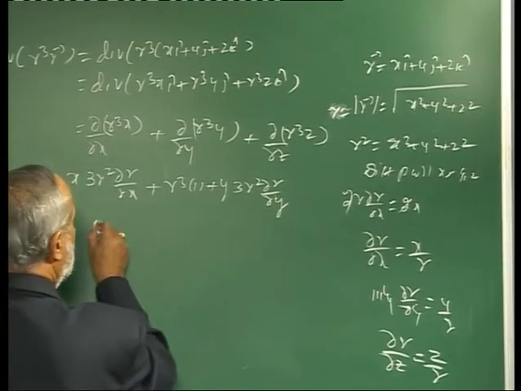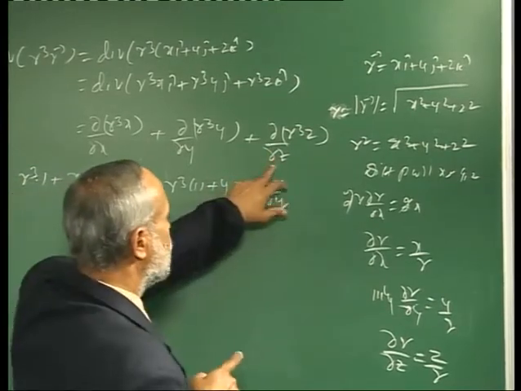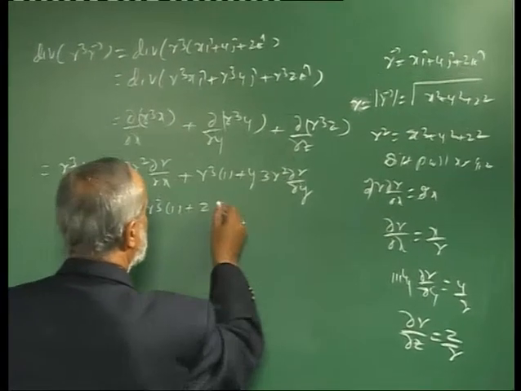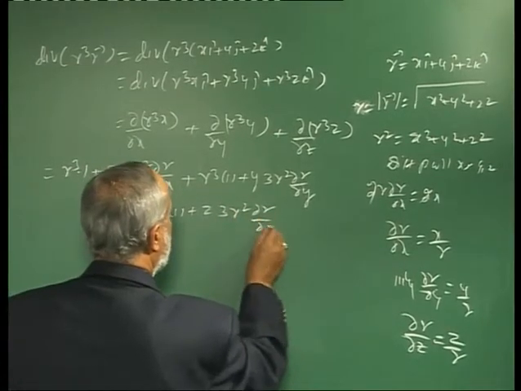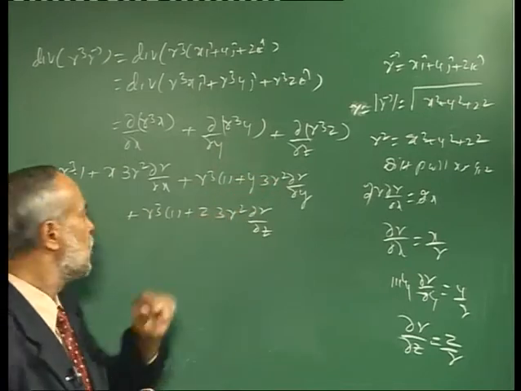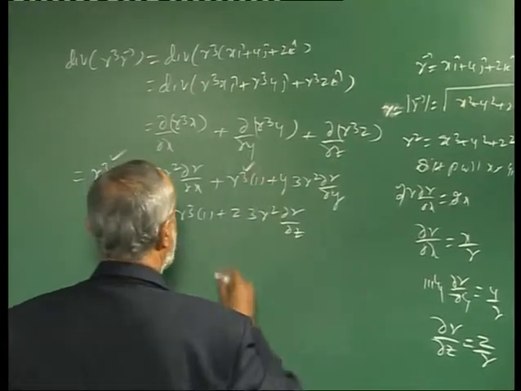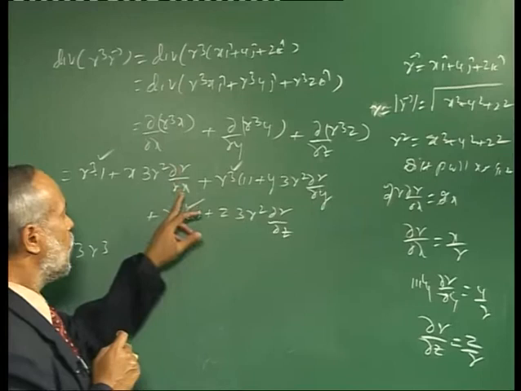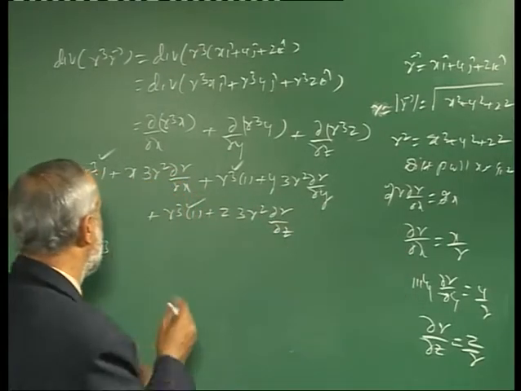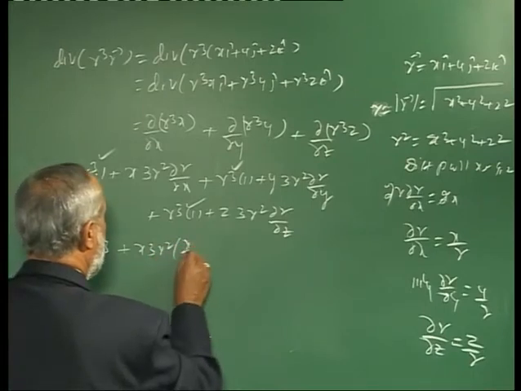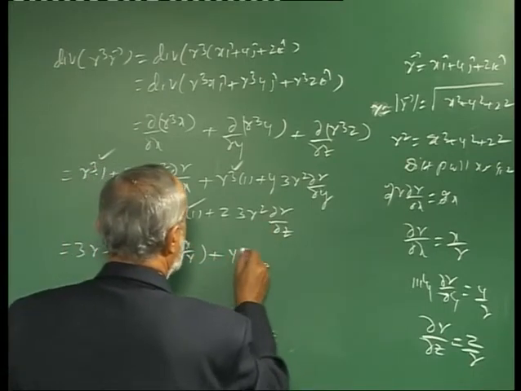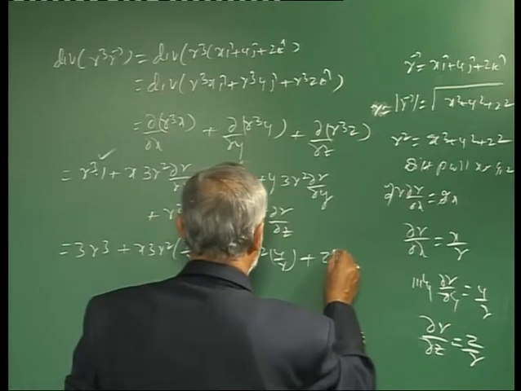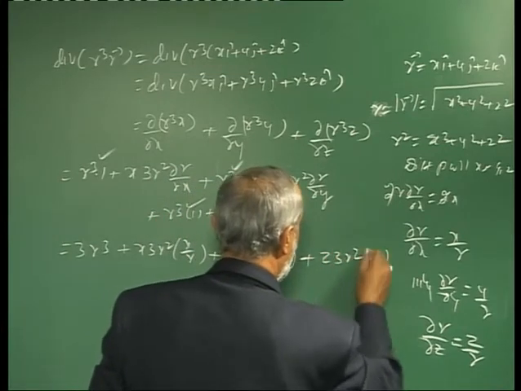Next plus r cube, here differentiating partially with respect to z, r cube is constant and differentiating z is 1, plus z into r cube differentiation is 3 into r squared dou r by dou z. After differentiating these three terms, here r cube is there, here also r cube is there, here also r cube is there, adding, you get 3 r cube. Then remaining, you can substitute dou r by dou x value, which is x by r: plus x into 3 r squared x by r, plus y into 3 r squared, dou r by dou y value is y by r, plus z into 3 r squared, dou r by dou z is z by r.